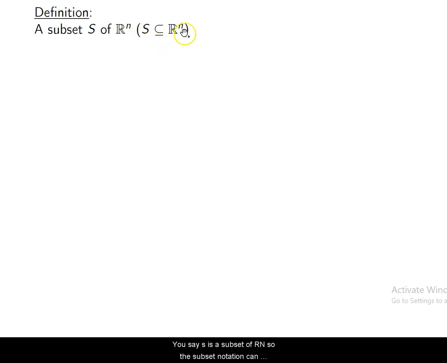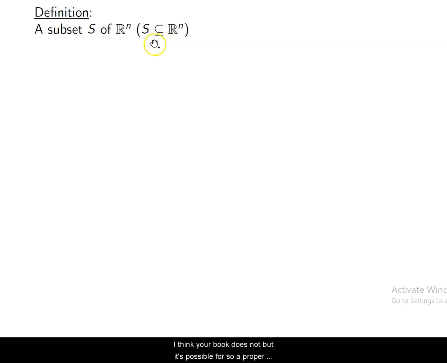So let's start off with the definition. A subset S of R to the n, or notation wise, we say S is a subset of Rn. The subset notation can either have this bar under it or not. With a bar beneath it, it means a proper subset. Without a bar, it means improper subset. We're not going to get into the difference between the two of those. They're not necessary for what we need to concern. I'm going to keep the bar here.